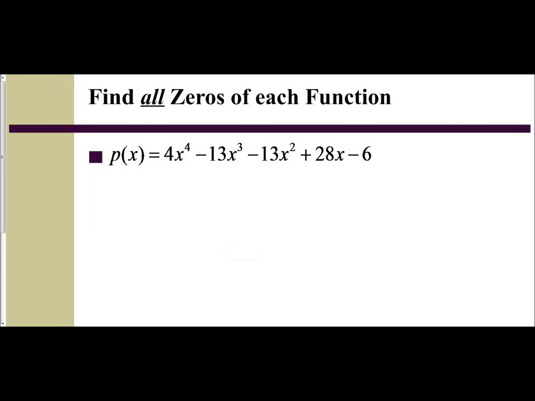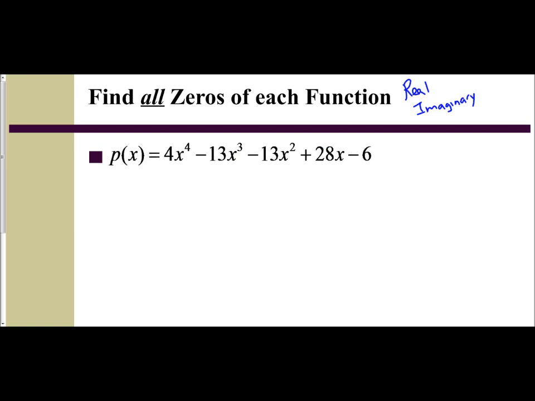In this video, we're going to practice all the concepts together, and we're going to find all zeros of a polynomial function. What it means by all zeros is that we need to find all the real zeros and all of the imaginary zeros. And so this takes all of the concepts into consideration. So here we have the polynomial 4x to the fourth minus 13x cubed minus 13x squared plus 28x minus 6.